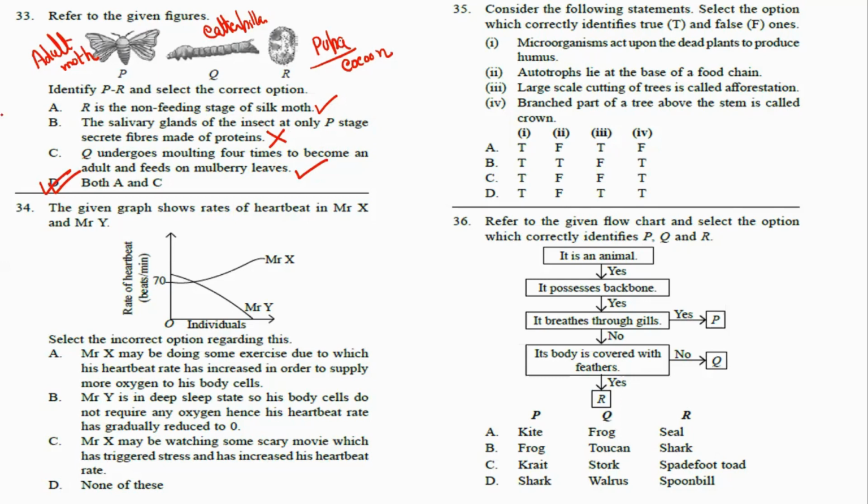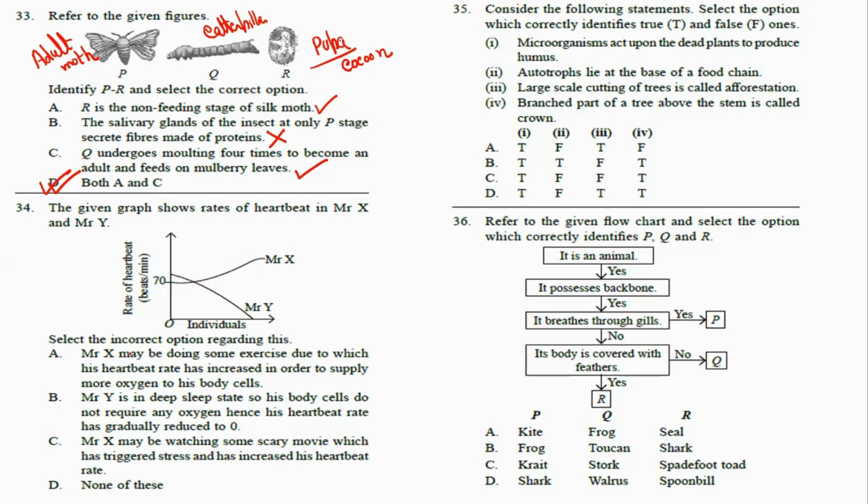Now we come to question number 34. In question number 34, it is given that the given graph shows rate of heartbeat in Mr. X and Mr. Y. So we can see that in Mr. X, the heartbeat has increased from 70 on the upper side, and in Mr. Y, the heartbeat has dropped, right? It has dropped. So we have to find out the incorrect option.